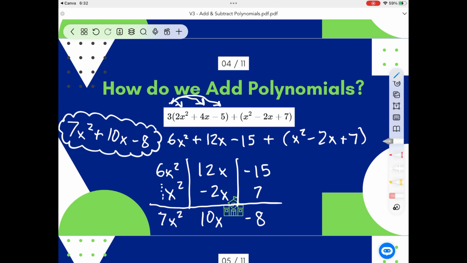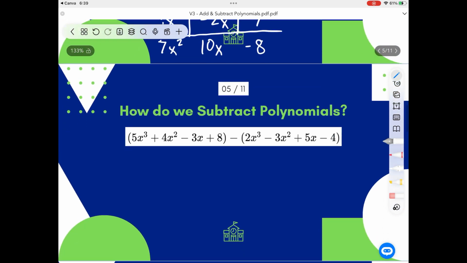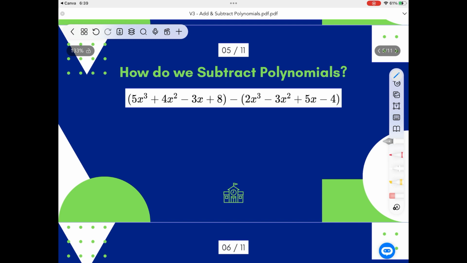All right, so now we've gone through and we've added two polynomials. Next up, we're going to see what it looks like when we subtract two polynomials. Moving to our subtraction problems, first one we come across, now we have a cubic polynomial because we have a degree 3 for the first one and for the second one. So a cubic minus another cubic.